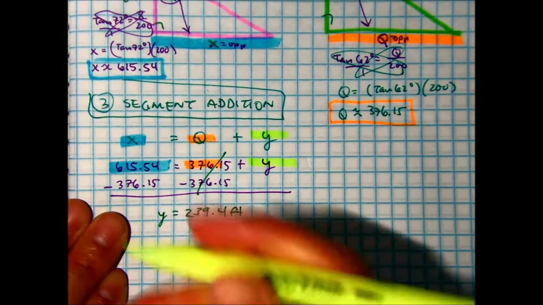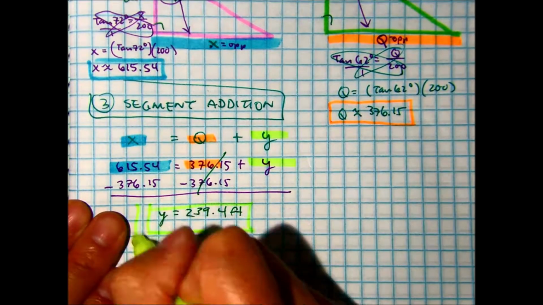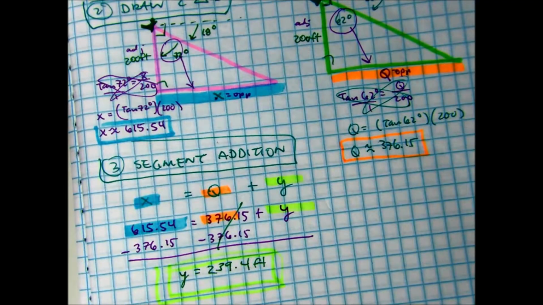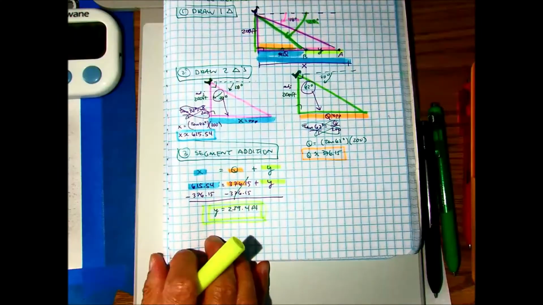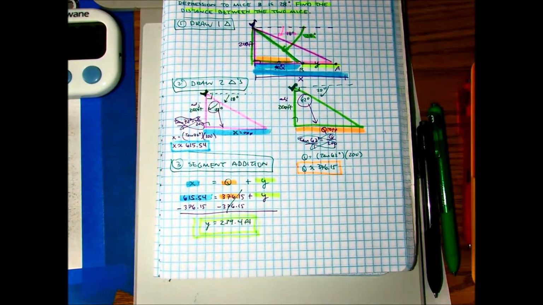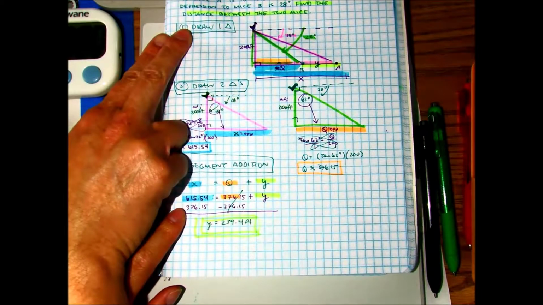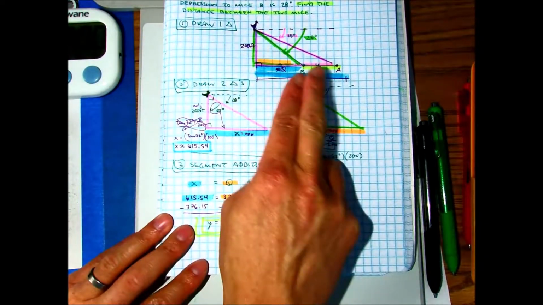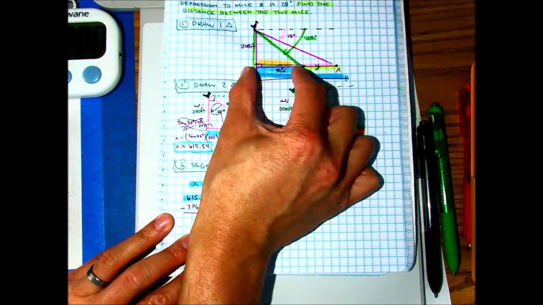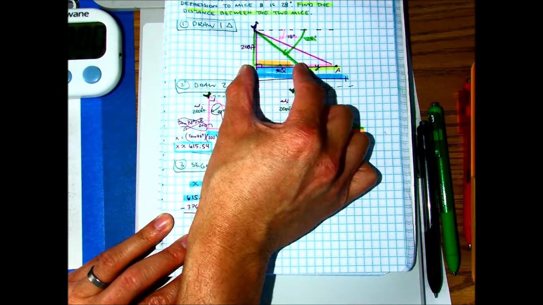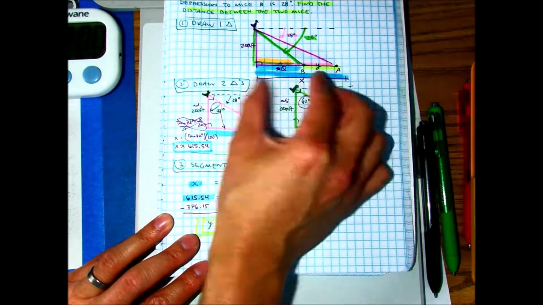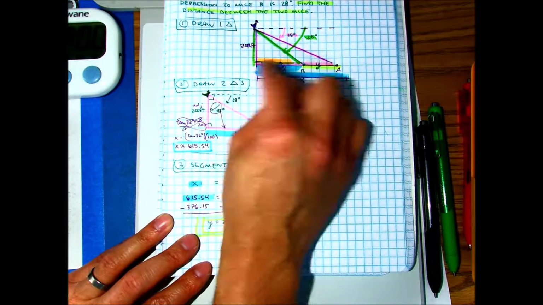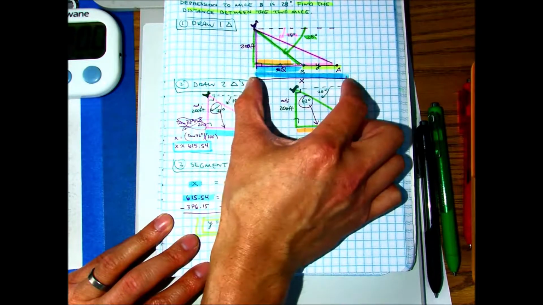My answer is 239.4. In this problem, you're going to draw one triangle, separate it into two, and then use the segment addition postulate. Q was in our green triangle. Be careful, the pink is not just the yellow, it's the blue. So now you have whole equals part plus part. We're solving for this part, so you would just subtract and get that value.